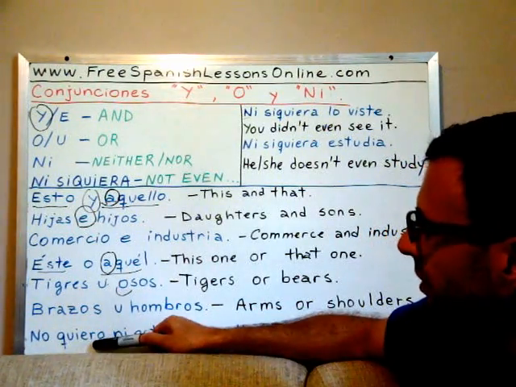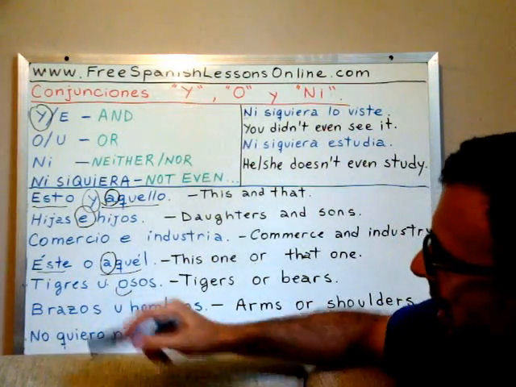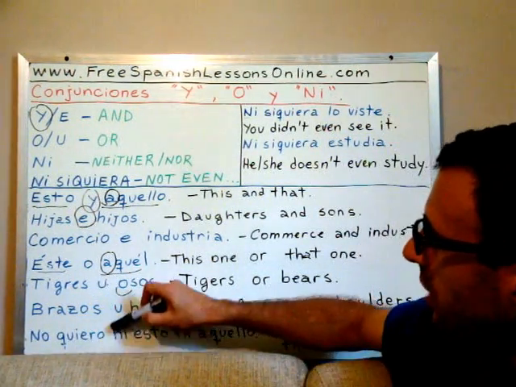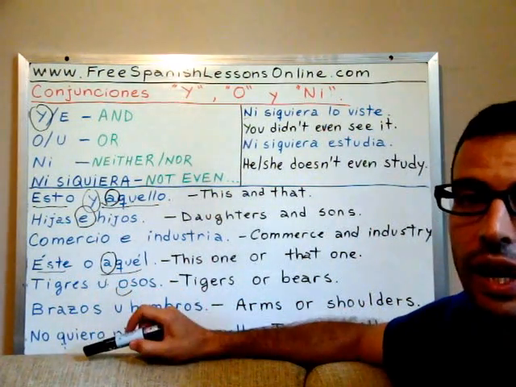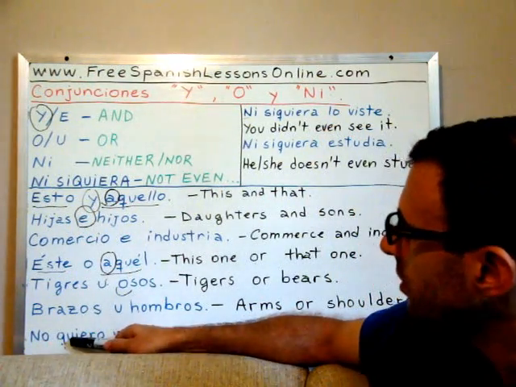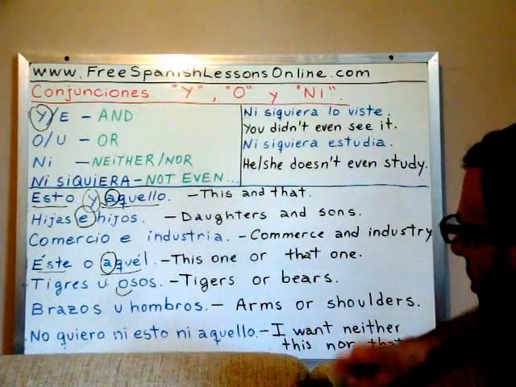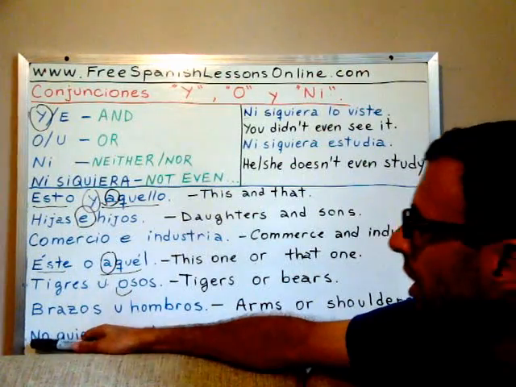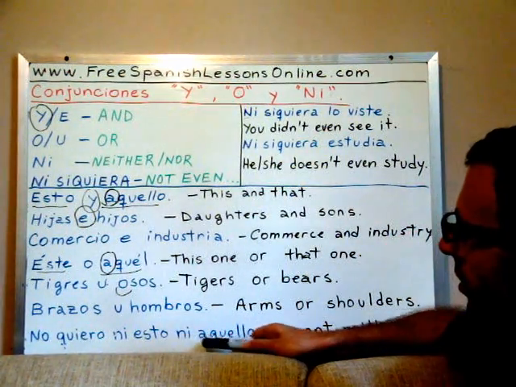not want, I. So the subject is I, because we can see implicitly in the conjugated verb that the subject is I. So this means I not want neither this nor that. I want neither this nor that. In Spanish we negate twice. Okay?